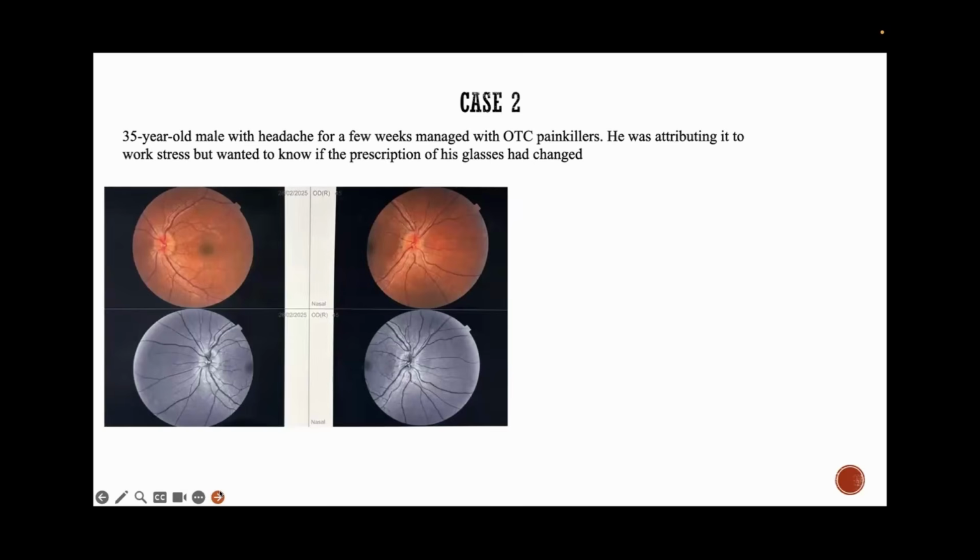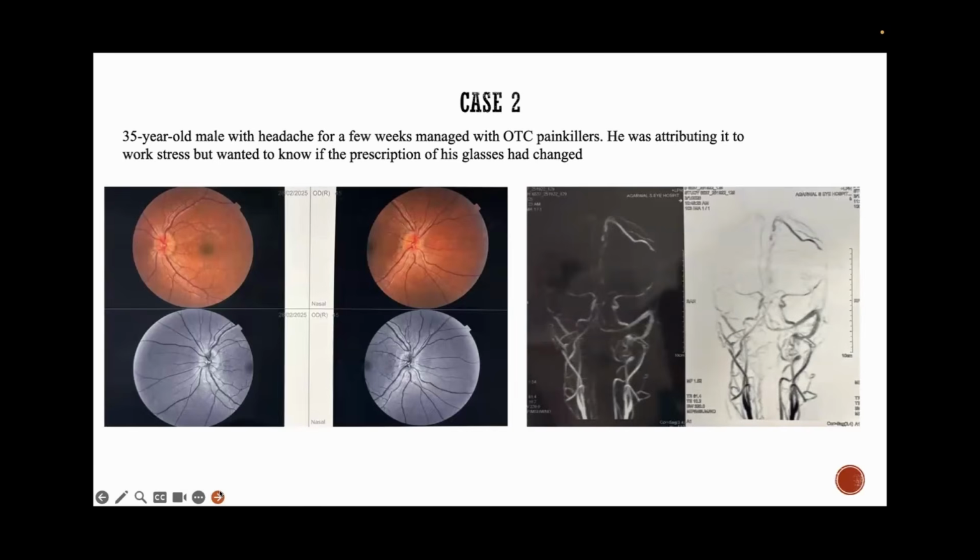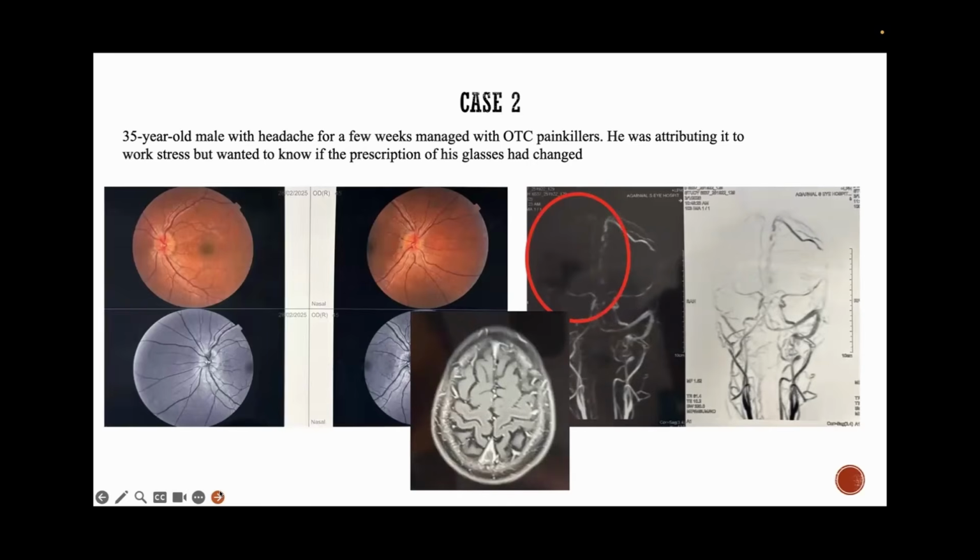And to my surprise, not only did he have a raised ICP, very interestingly, half of his venous system was not even patent. It was completely blocked on one of the sides. And when you look at the sagittal sinus, there's actually a blood clot in the posterior part of the sagittal sinus.